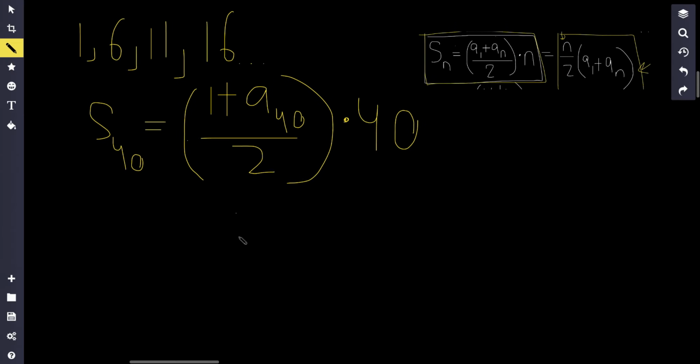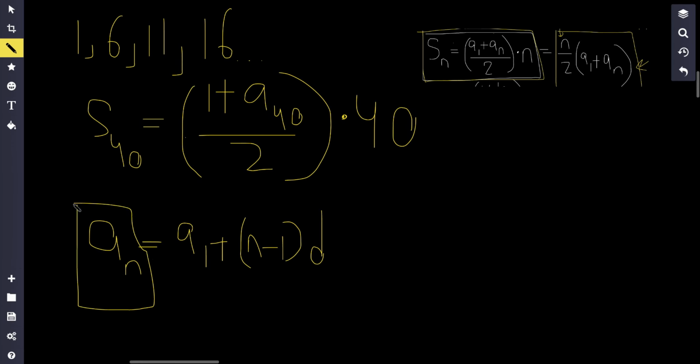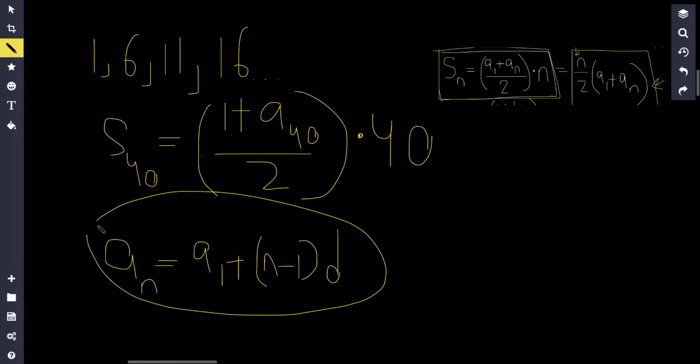Well, you might recall that if you want to find out the nth term of an arithmetic sequence, you would just use this formula. In the sum formula right over here, you're trying to find the sum up to a certain number of terms of a sequence. But for this formula, you're just trying to find out one specific term of that sequence.